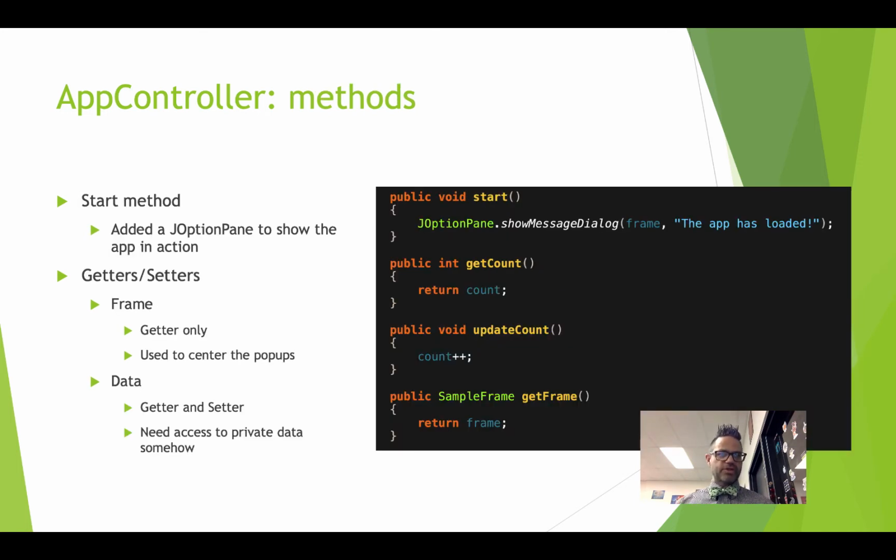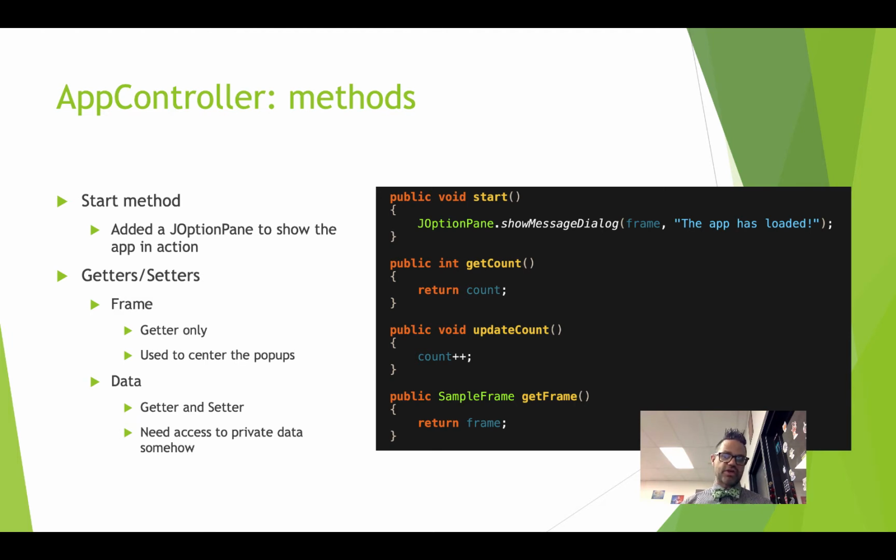Our app controller methods, so these are the methods that exist inside the app controller. These are the basic ones you're going to have for all of your projects. The first one, of course, is the start method. In this case, I'm just using a JOptionPane to show a message saying, hey, the app is loaded. And notice that inside the first parameter, we're putting a reference to the frame data member. That frame data member is so we can have the pop-up be centered right inside the actual frame itself, rather than being wherever the screen happens to be. So that makes it really nice for organizing the actual GUI itself.